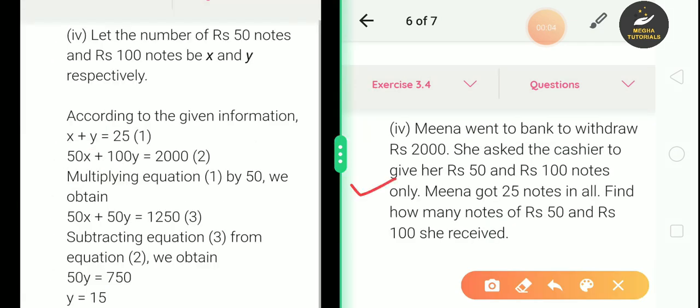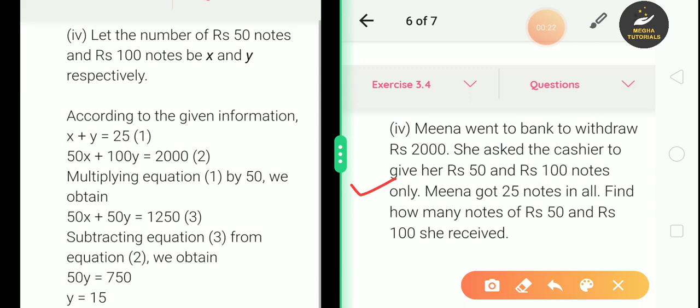Question 4. Meena went to bank to withdraw rupees 2000. She asked the cashier to give her rupees 50 and rupees 100 notes only. Meena got 25 notes in all. Find how many notes of rupees 50 and rupees 100 she received. Solution is on the left hand side.